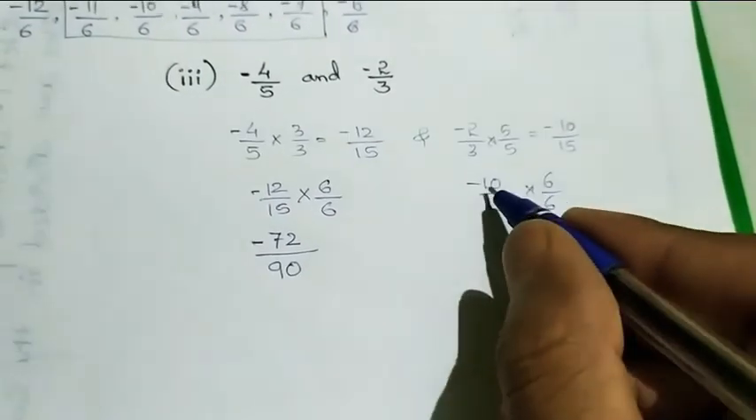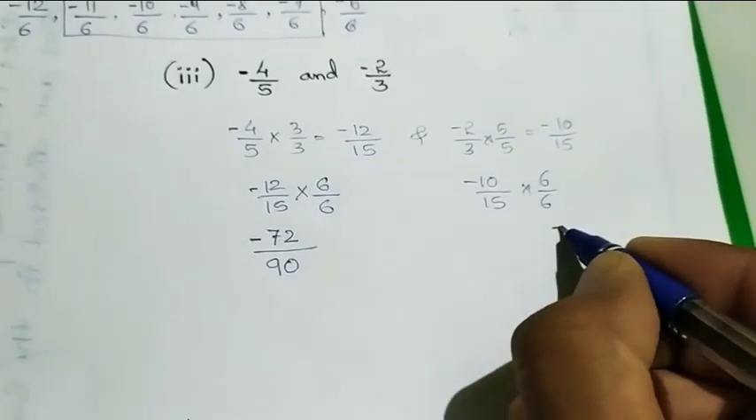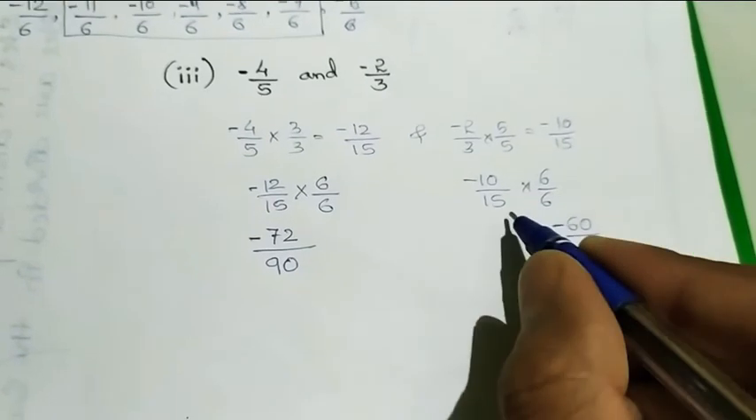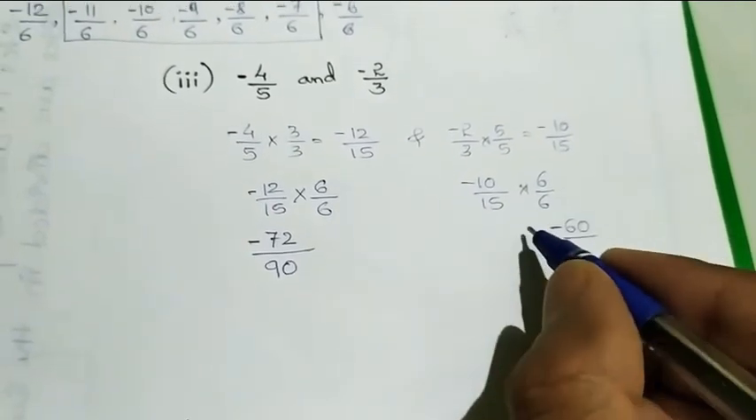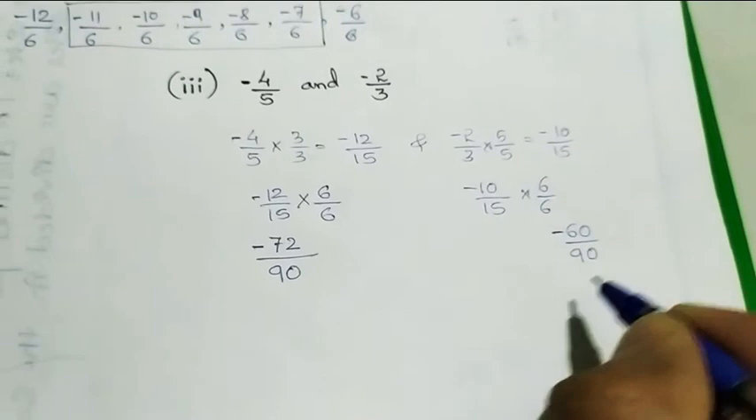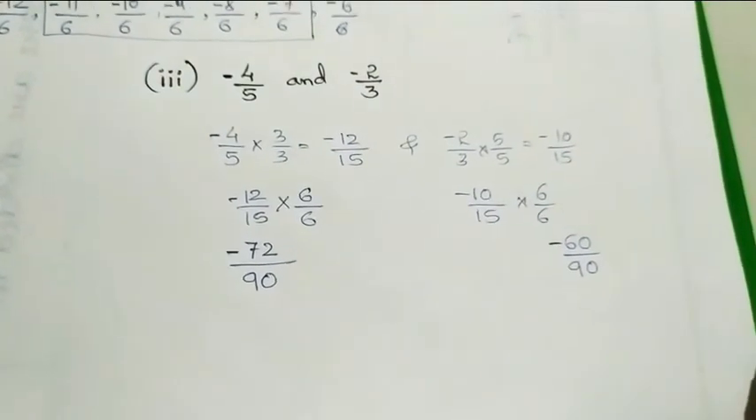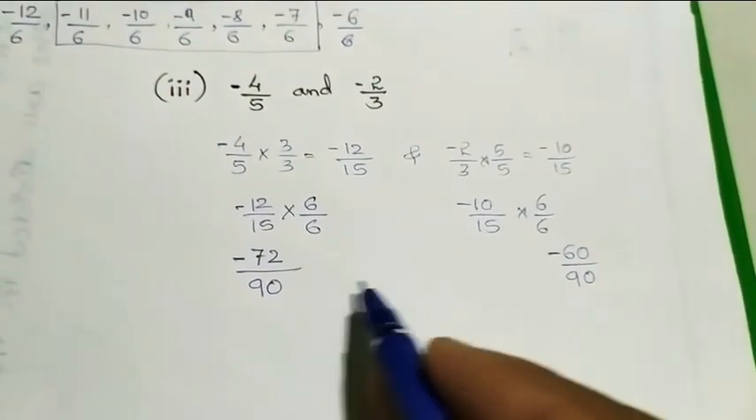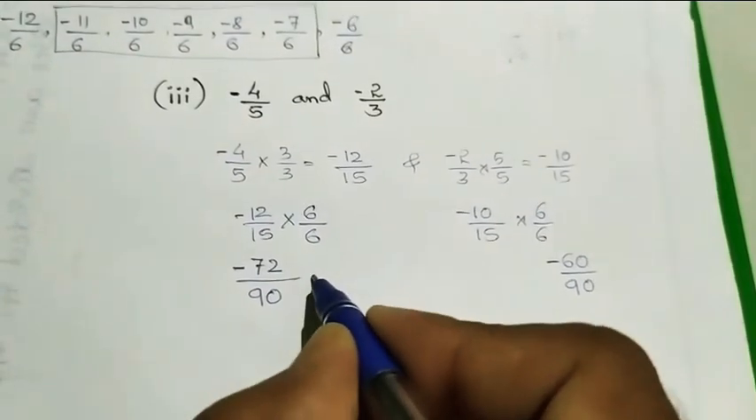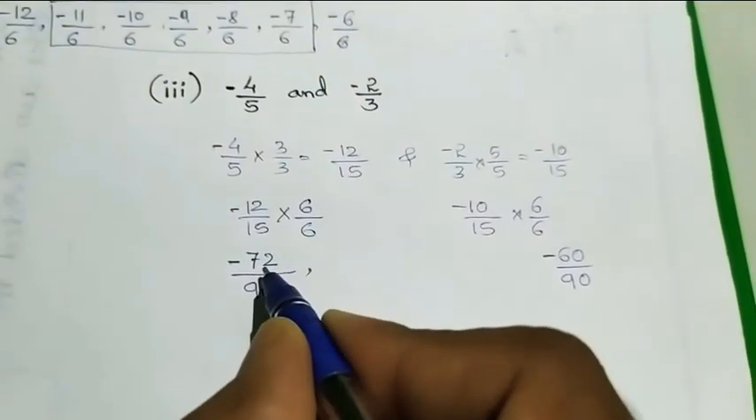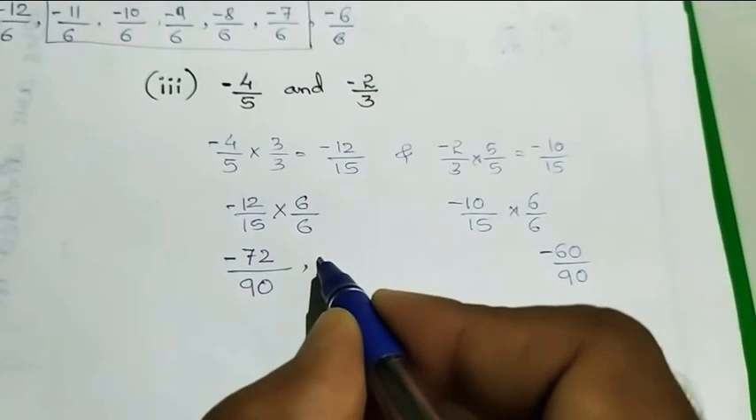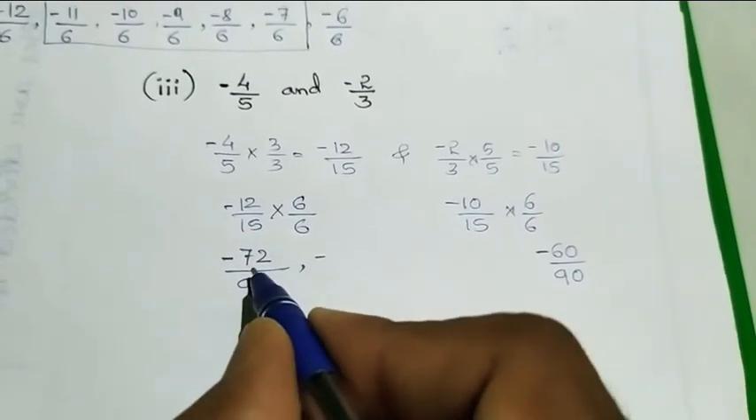And here minus 4 into 6, it will be minus 60 divided by 15 6s are 90. Okay, so now you can write any 5 numbers in between them. So I will take here, start with, sorry, minus 72.